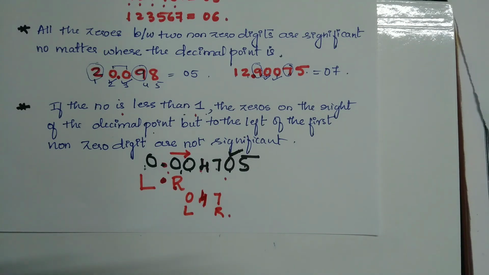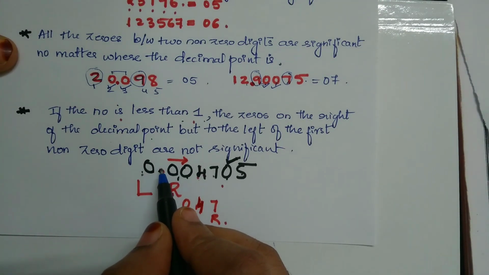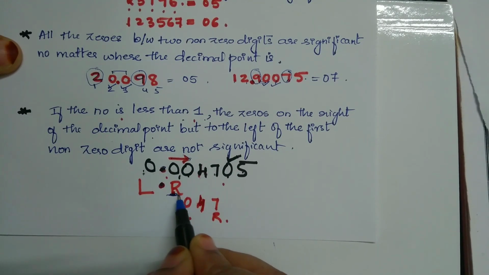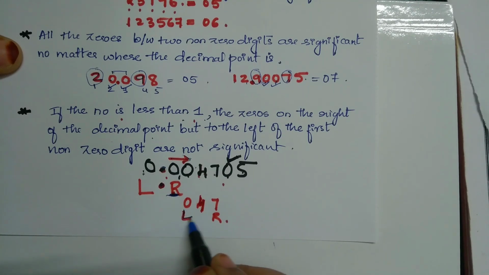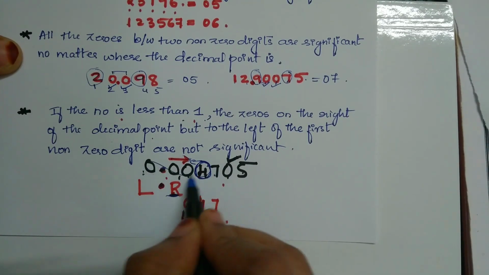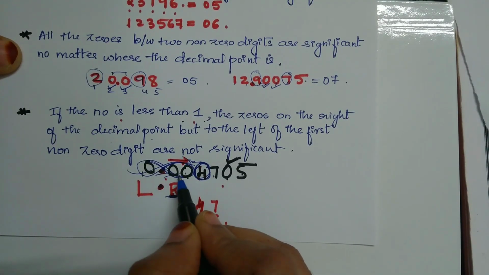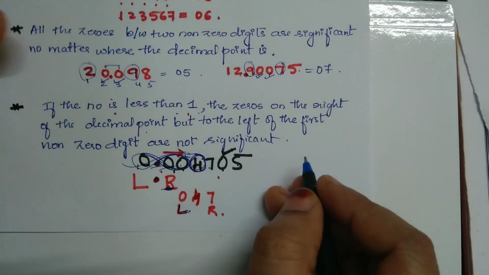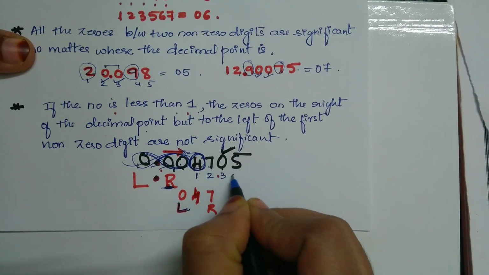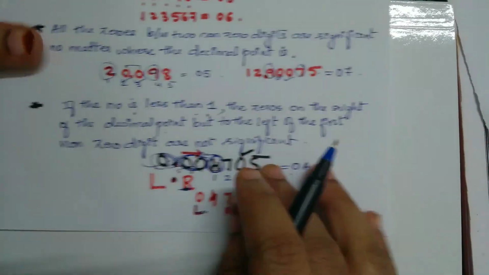So therefore listen very carefully, the zeros to the right of the decimal point, but to the left of the first non-zero digits are not significant. That means these 3 zeros are not considered to be significant. So how many significant figures will you get here? 1, 2, 3 and 4. So we have only 4 significant figures in this example.